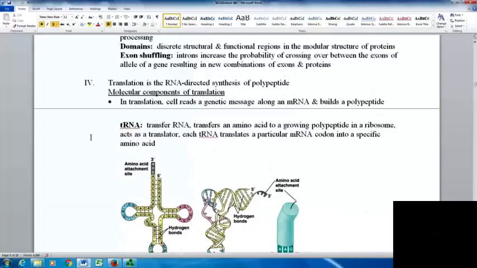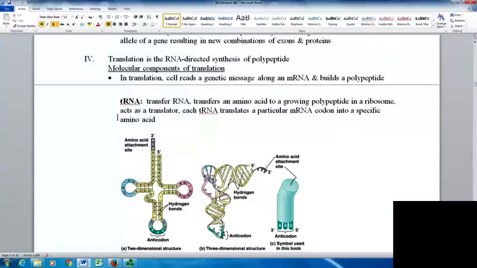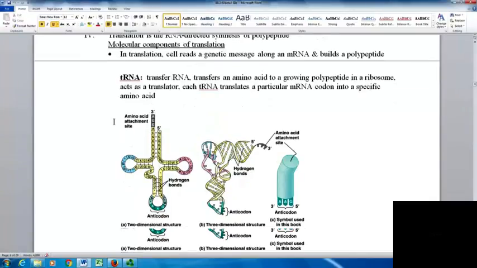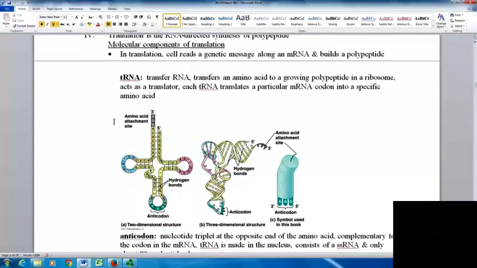Now we'll look at translation. In translation, the cell reads the genetic message along an mRNA and uses that as the instructions to make a polypeptide. Your tRNA is your transfer RNA. It's going to transfer an amino acid to a growing polypeptide in the ribosome. It acts like a translator, so each tRNA will translate a particular mRNA codon into a specific amino acid.